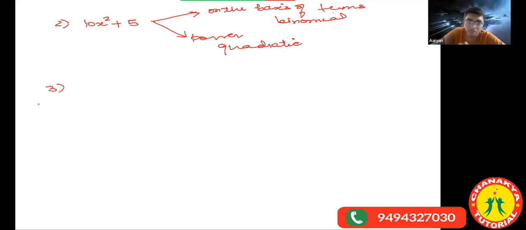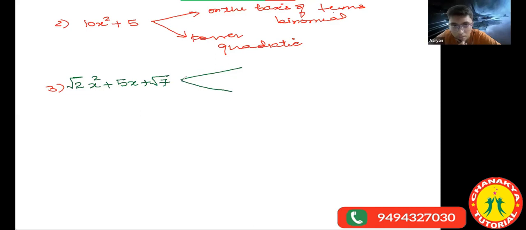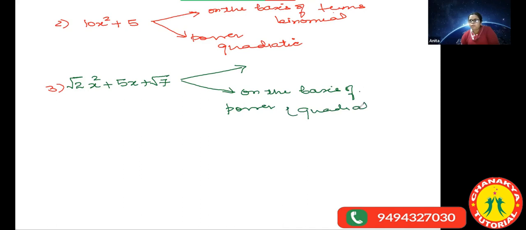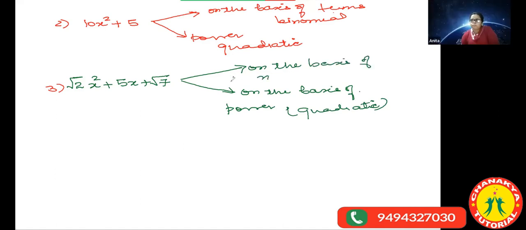Now, Aryan. Suppose I'm writing root 2 x square plus 5x plus root 7. Just tell me, it is trinomial and it is quadratic. On the basis of term, it is trinomial, and on the basis of power, it is quadratic. Yes, quadratic. Very good. And on the basis of number of terms? Trinomial. Yes, good.